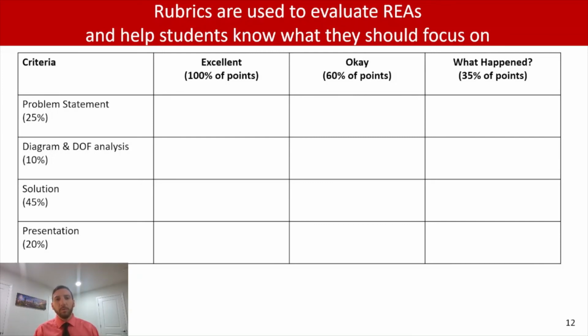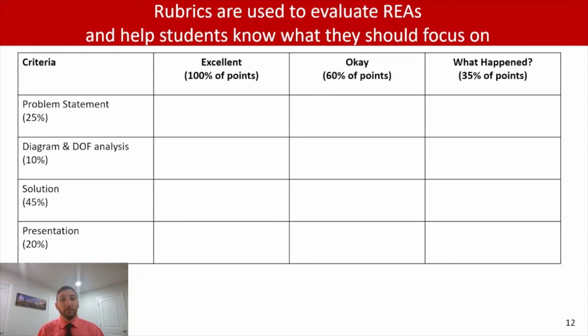And so I have these different criteria. I've given the point allocations, and then within each criteria, they can earn up to 100% of the points, and depending on the quality, they may earn less points. And so I've got different categories, such as an excellent category, an okay category, a what happened category. And so I fill in within my rubric what each category means.